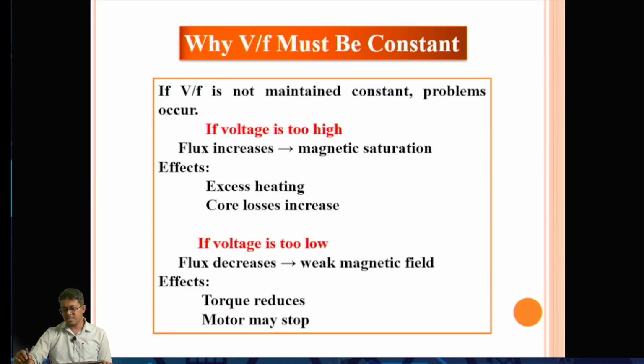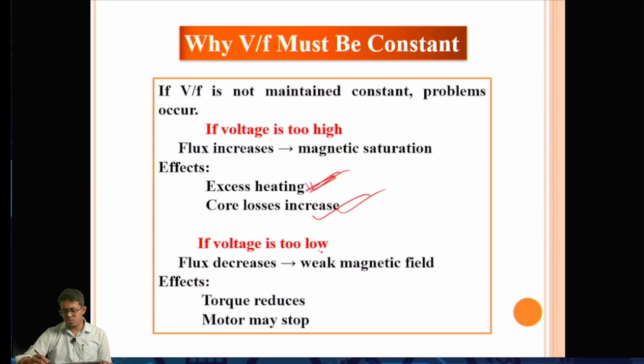Now why must V by F be constant? If V by F is not maintained constant, what will be the problem? If the voltage is too high, every magnet has some capacity, so if we increase the supply beyond that, it will saturate. Then even by flowing more supply, its magnetic property will not increase. But what will happen if we increase the voltage? There will be excessive heating. It will heat up, maybe it will damage the magnet, and there will be a huge increase in core losses. So this is the disadvantage of too high voltage.